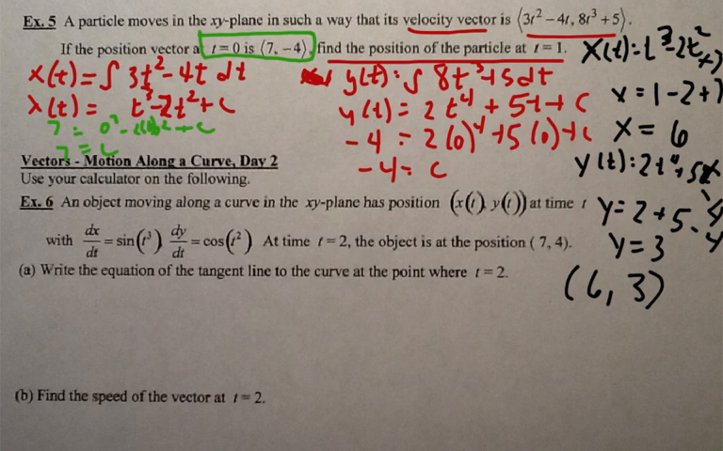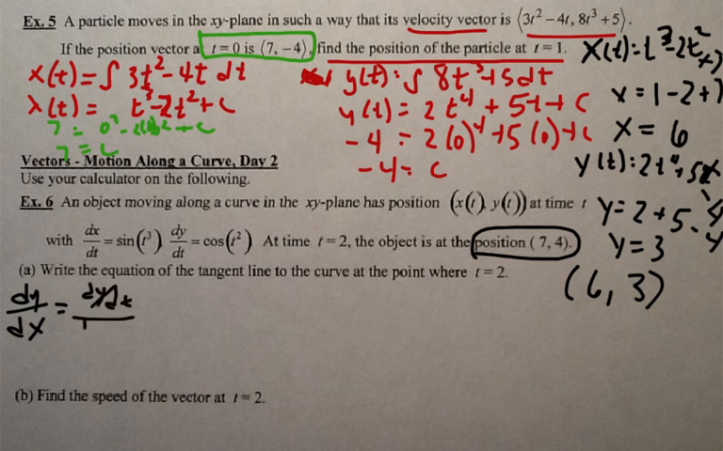Okay, tangent line means we're going to use point-slope form. We're going to need a point and we're going to need a slope. Well, we're given a point, 7, 4, so we can use that. But we need to find a slope, dy/dx. So that's going to be the derivative of y with respect to time over the derivative of x with respect to time, which they just so happen to give us in the problem. So that's going to be the cosine of t squared over the sine of t cubed.